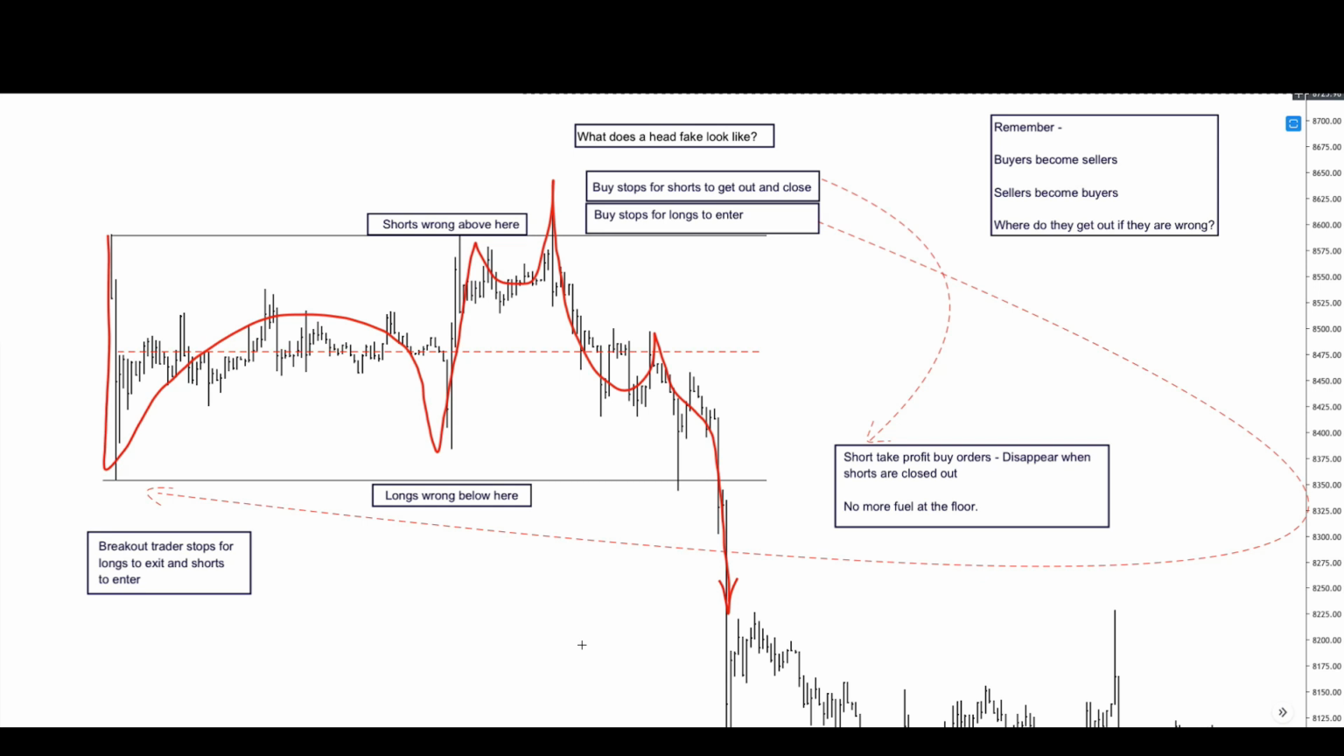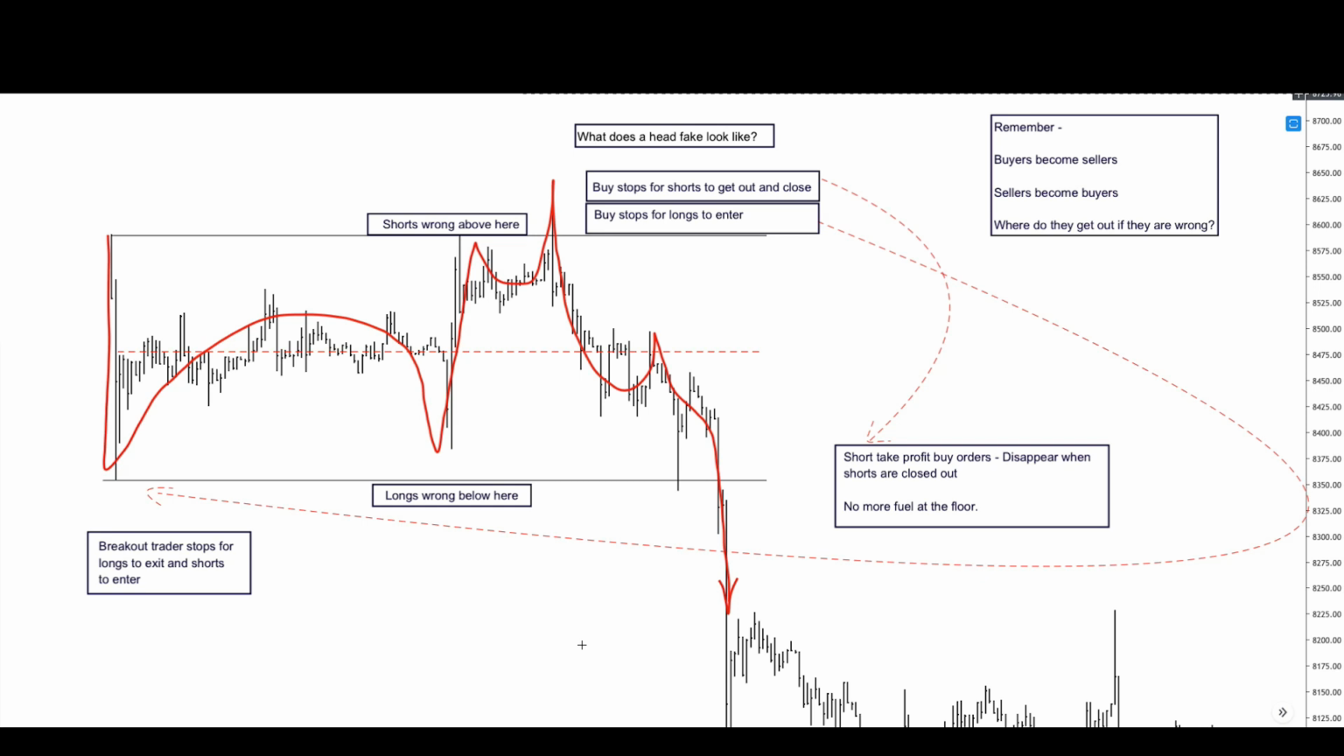So we understand that, as I mentioned in the trading workshop, buyers become sellers immediately, and sellers become buyers immediately. So what I mean by that is that once you buy, you are a seller at that point. And once you sell, you are a buyer, okay? So at any point, we need to identify where each side of the market would be in fear, and where they would get out if they were wrong.